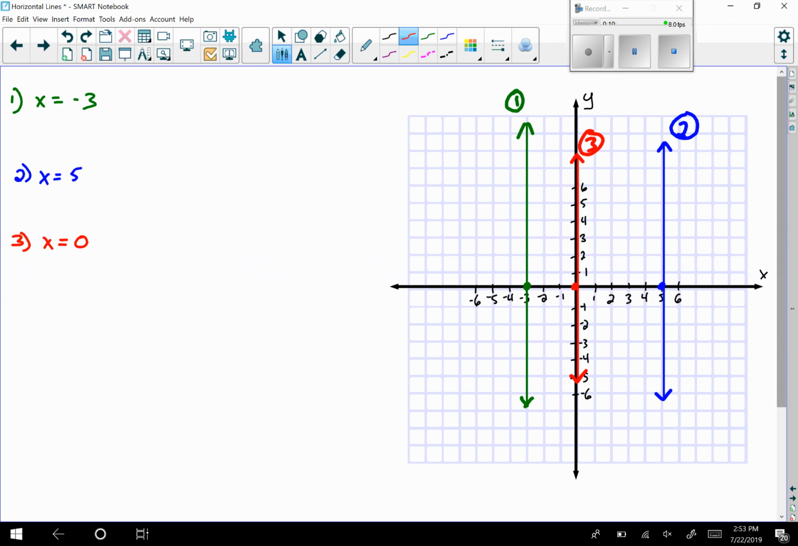Okay. So given the equations here, we're able to graph the lines based off of our knowledge now that anytime we see x equals a number, that's going to graph a vertical line because it's telling us all the x values are whatever number that they're showing us here.